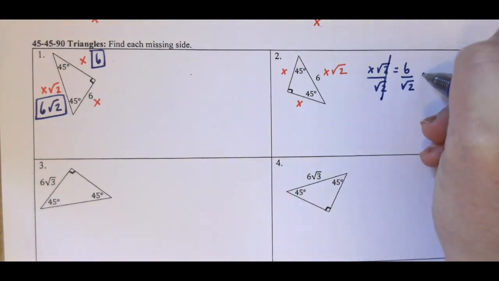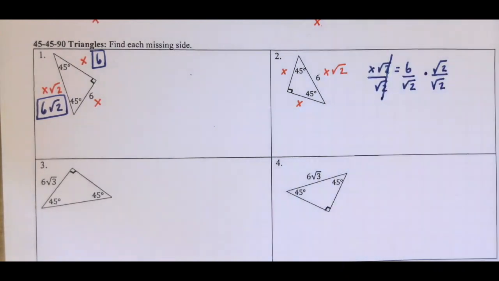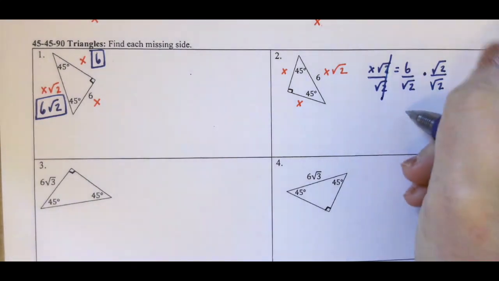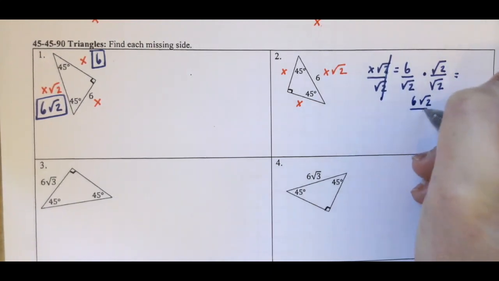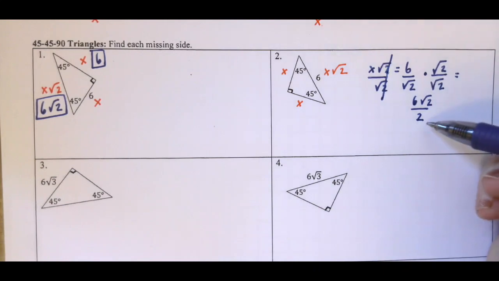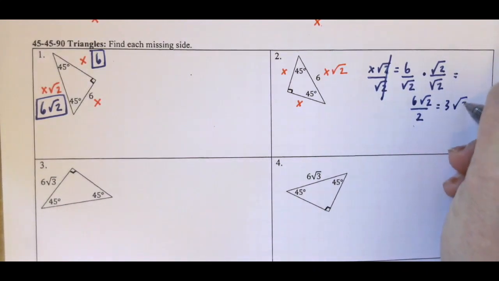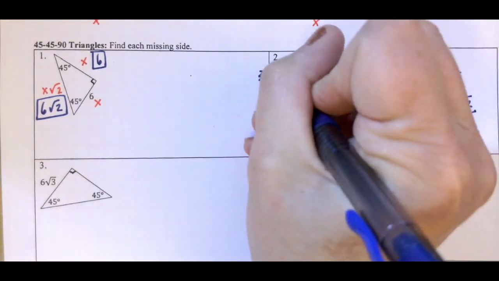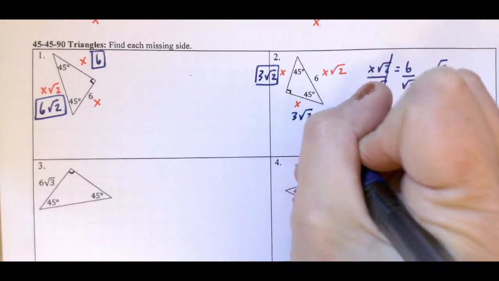And then we rationalize. We multiply by root 2 over root 2, because anything over itself is 1, and it preserves the ratio. So now I have 6 root 2 divided by 2, and then that 6 divided by 2 ends up being 3 root 2. So my missing legs, they end up both being the same thing. They're both 3 root 2.